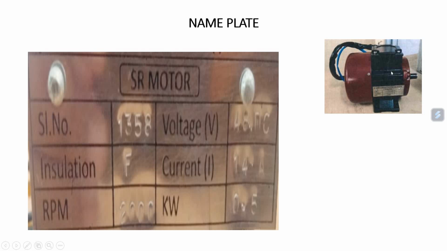This is the switch reluctance motor which is available in the market and which we have dismantled to get a practical approach. If we go through the nameplate of this motor, it is visible here. The first one is the serial number, then the voltage of this motor is 48 volt DC, insulation class is EF, rated current is 14 ampere, speed of the motor is 2000 rpm, and the size of the motor is 0.5 kilowatt, that is, this is a 500 watt motor.